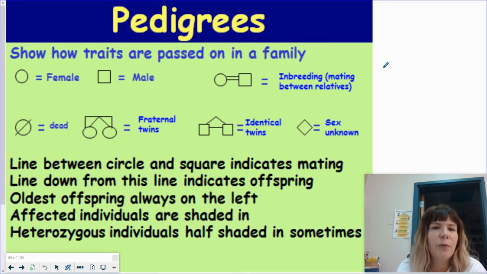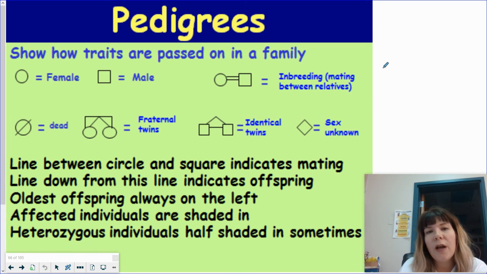So what are pedigrees? Well, pedigrees are essentially the diagram that shows us how traits are passed on in families. There are key pieces to it, legends essentially, that we have to have in order to understand how to read it. So you'll see that anytime I have a circle, it means female, and anytime I have a square, it means male. So this just represents people within the pedigree.